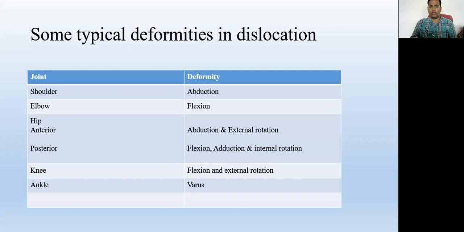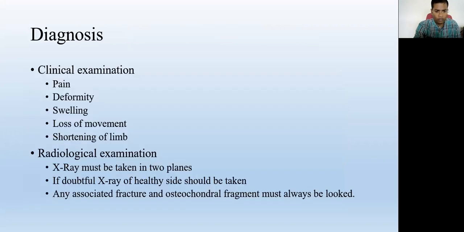So these kinds of deformity happen with dislocations. One kind of deformity we talk about here is shortening of the limbs, but in a few, very rare conditions, lengthening of the limbs also happens.